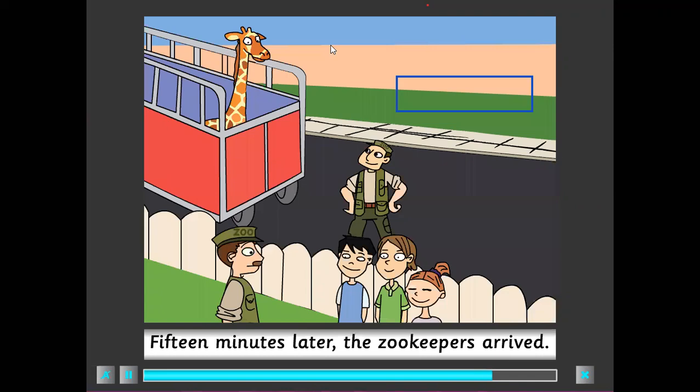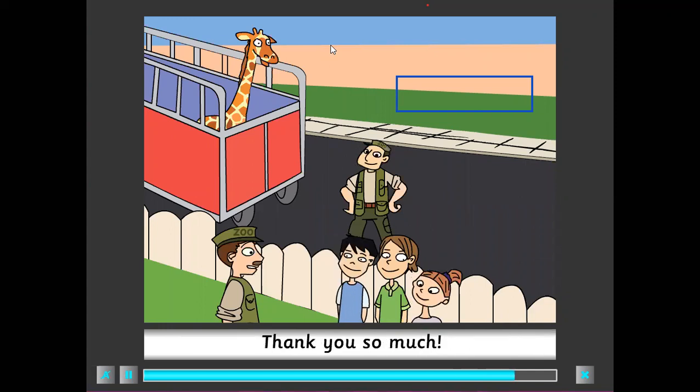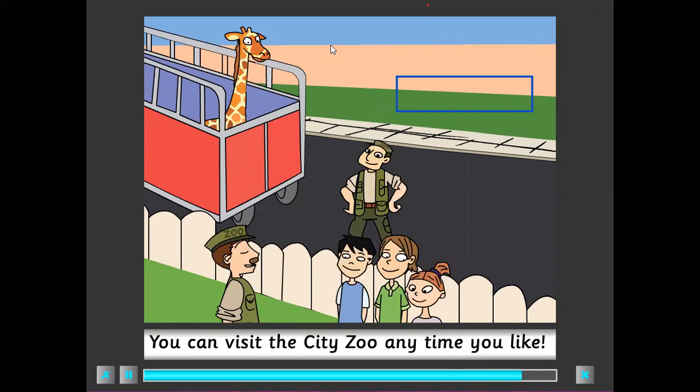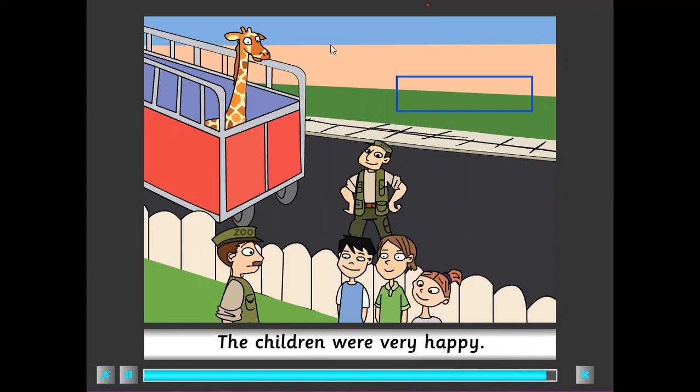Fifteen minutes later, the zookeepers arrived. Thanks to you, we found the giraffe. Thank you so much. You can visit the city zoo anytime you like, said one zookeeper. The children were very happy.